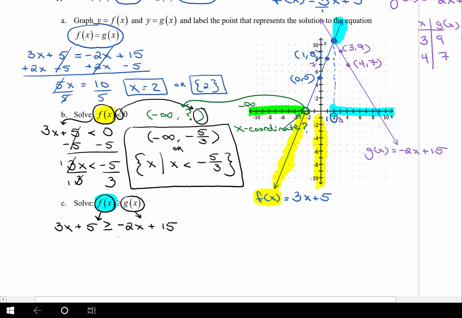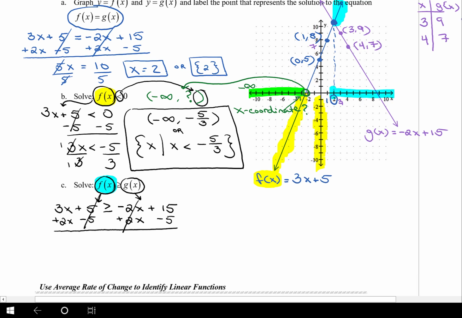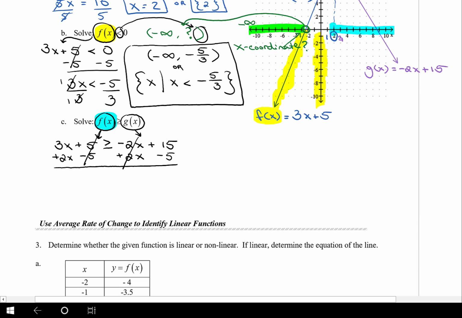I'm going to move my x's to the left, because whenever I solve an inequality, I like to have the x's on the left. It's easier for me to read the inequality. So I'm going to solve this. I get 5x is greater than or equal to 10. Divide both sides by 5, and I get x is greater than or equal to 2.